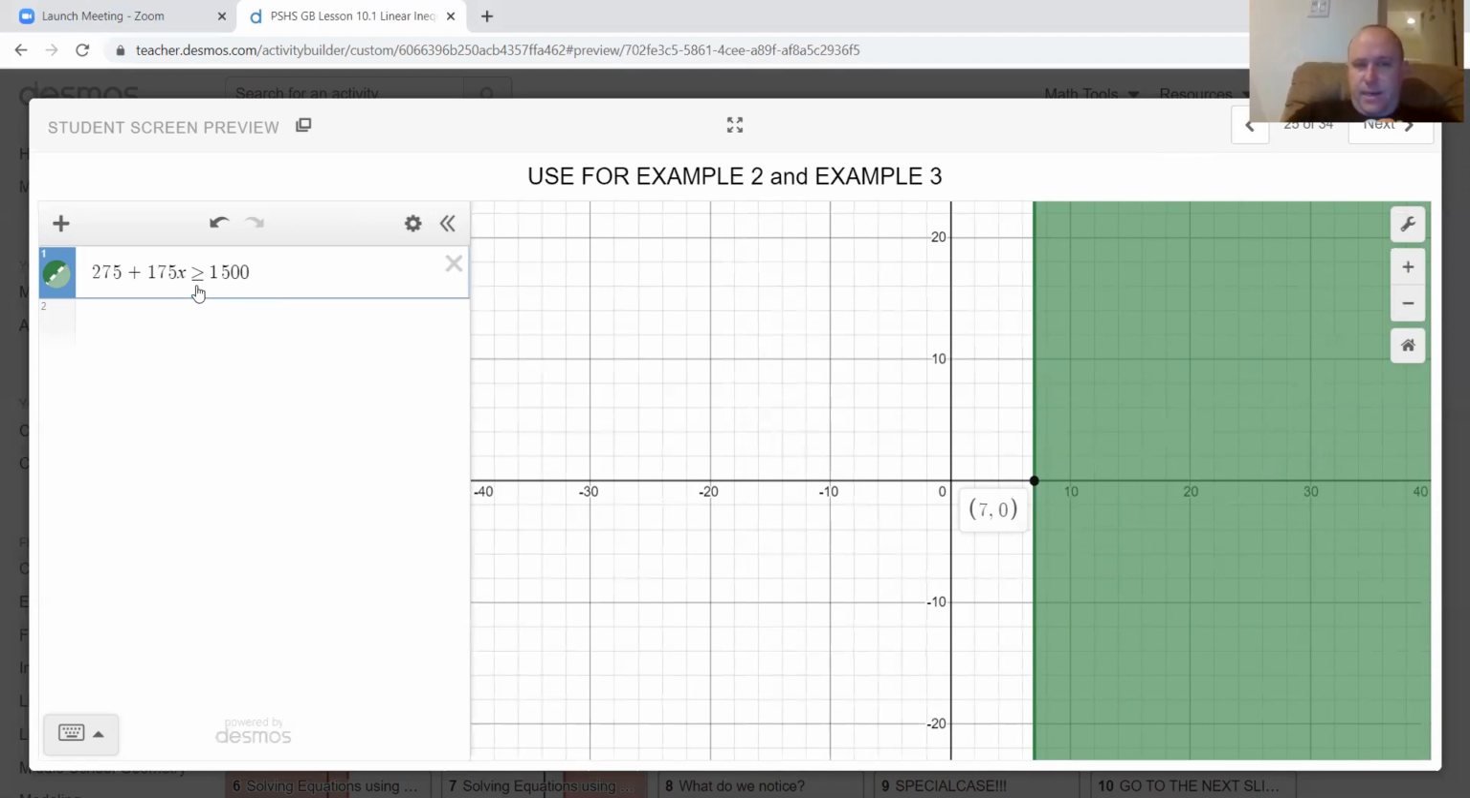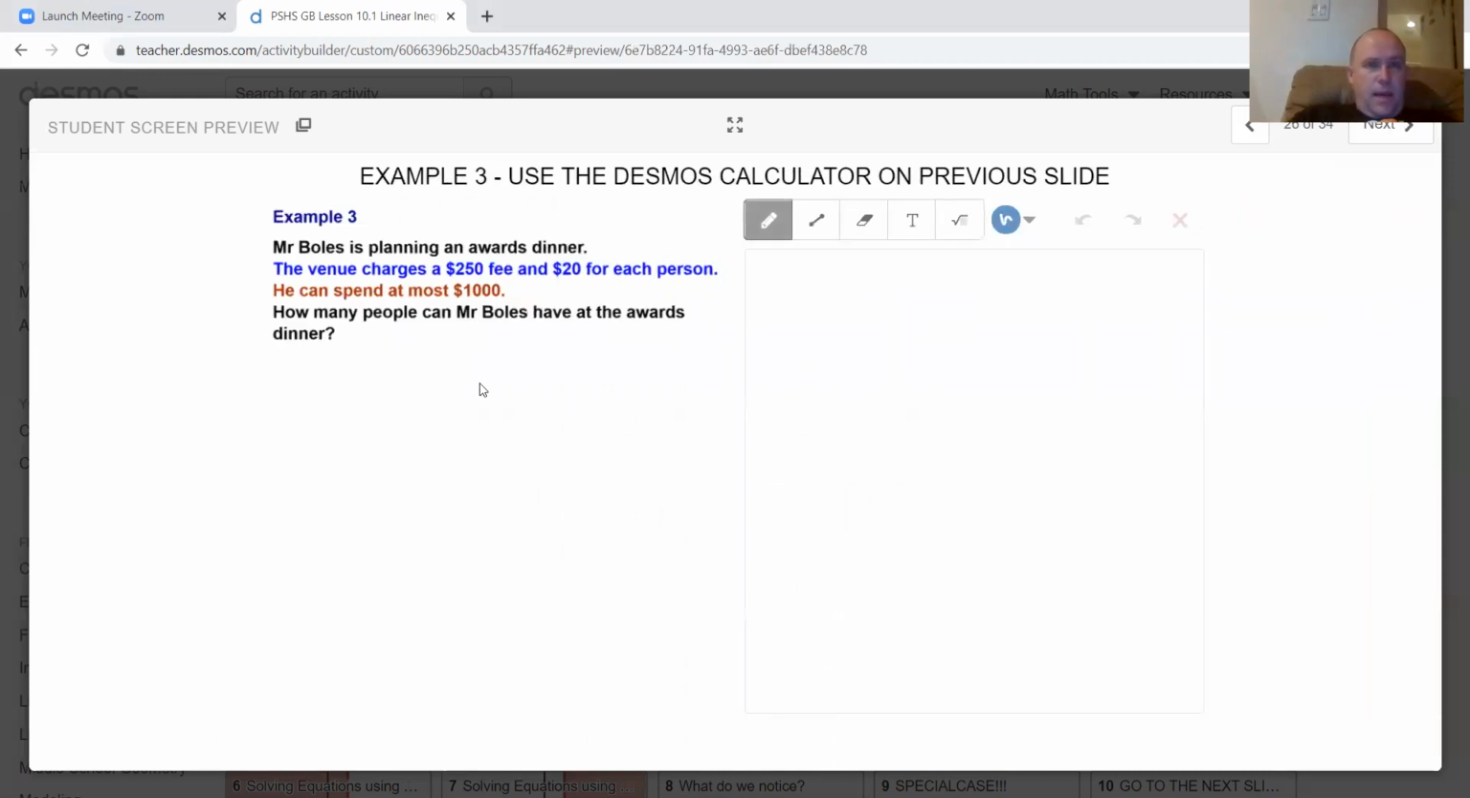So you always have to check that inequality to see, are you allowed, is it equal to that value or not? Last one, Mr. Bowles is planning an awards dinner. The venue charges $250 fee and $20 for each person. He can spend at most $1,000. How many people can he have at the awards ceremony?